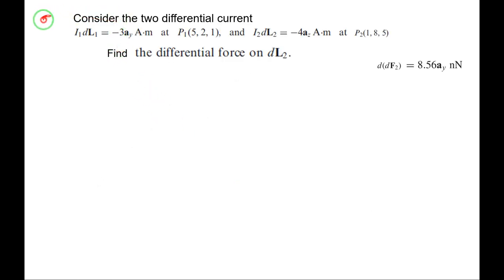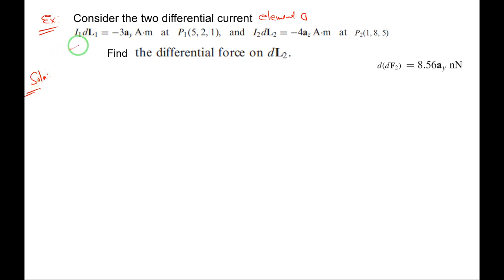Okay, we'll take up this example or numerical. Consider the two differential current elements. I1 dl1 is equal to minus 3 ay amp meter located at this point, and I2 dl2 is equal to minus 4 az amp meter at this point. Find the differential force on dl2. Yes, we'll try to analyze, right?